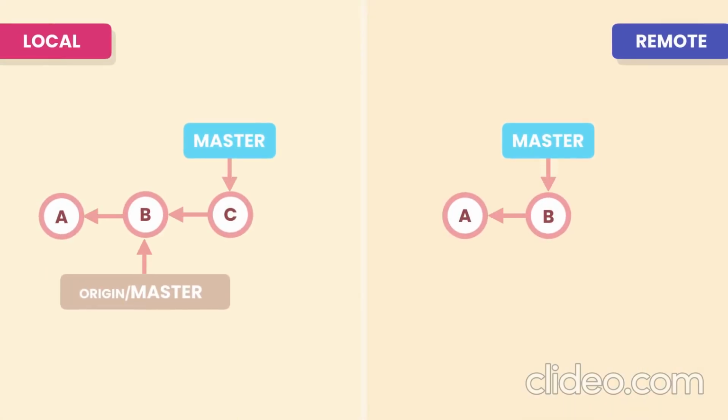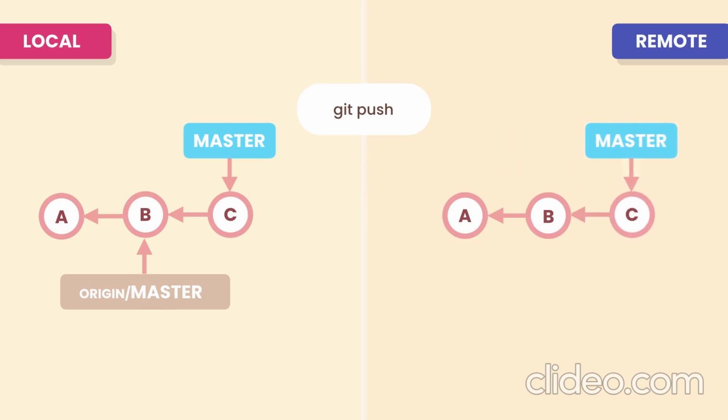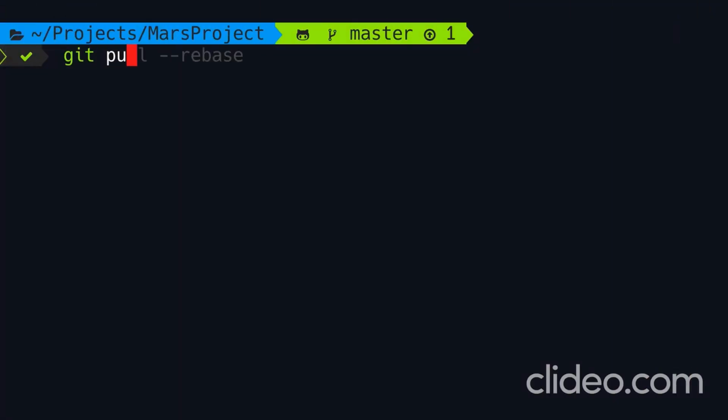So in our local repository, our master branch is ahead of origin/master by one commit. So we can use the push command to send this new commit to origin. When we run this command, Git will send our new commit to the remote repository. Then it will move the master pointer forward to point to C. And finally, it will move origin/master to point to C as well. So we type git push.